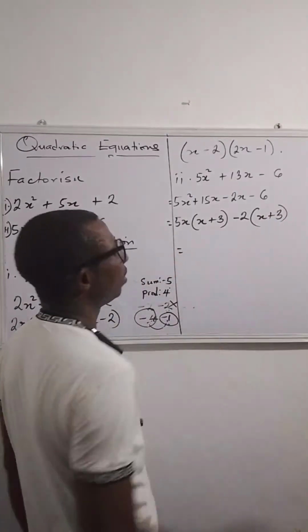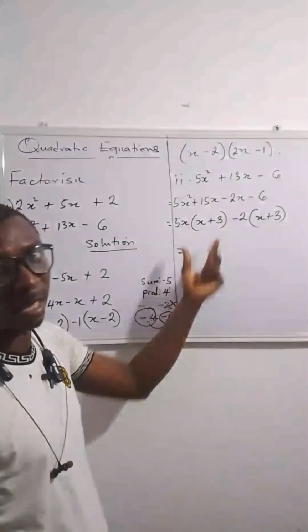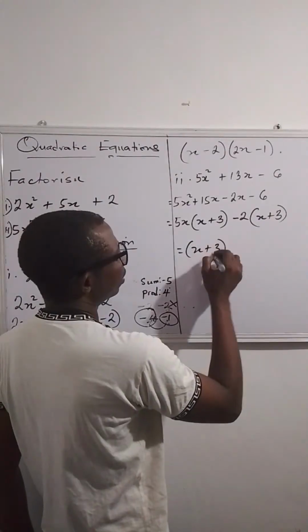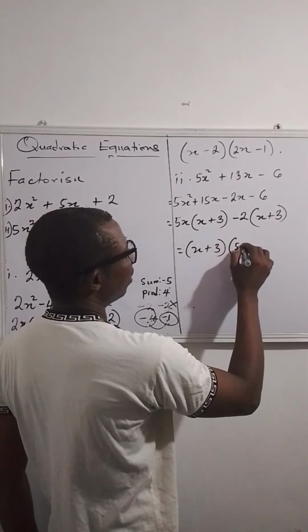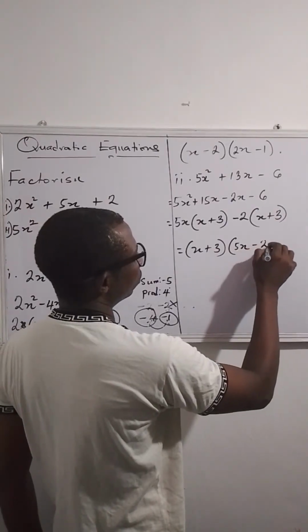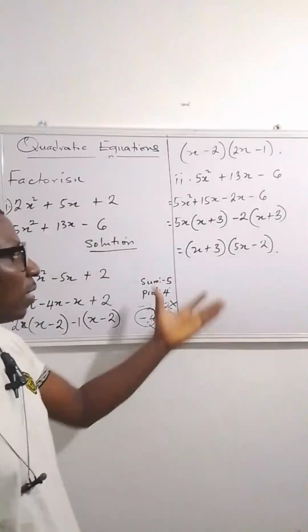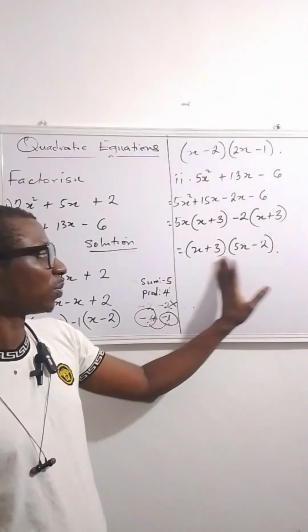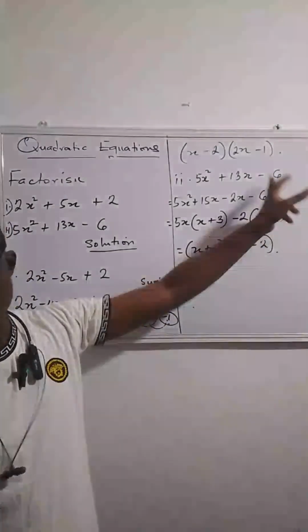Okay, so now the common factor here is x plus 3. You have x plus 3, and you have this one left, 5x minus 2. So this is going to be the answer to the problem. You can always cross-check whether your answer is correct. Once we expand this answer, you will get this expression back.